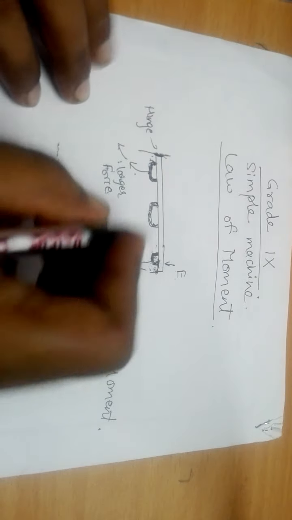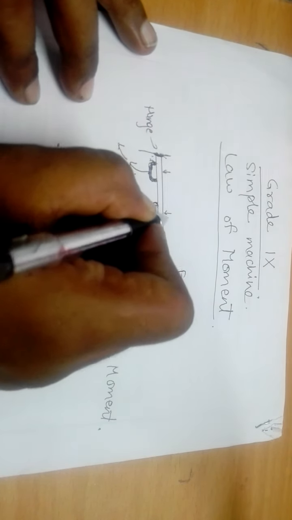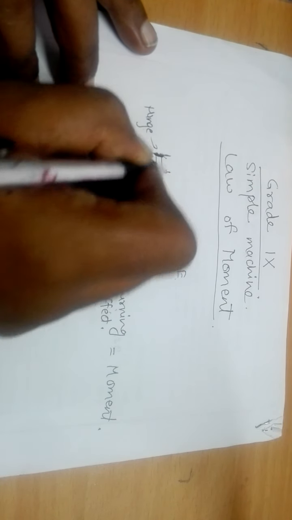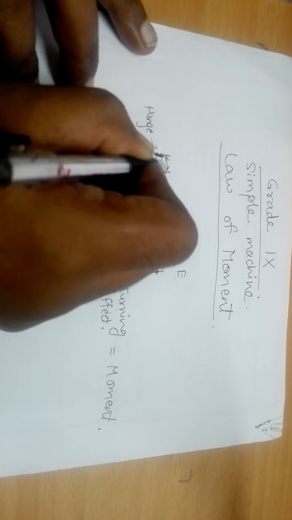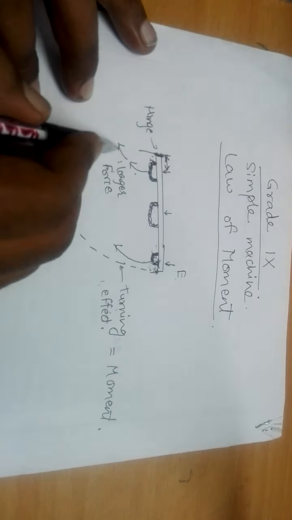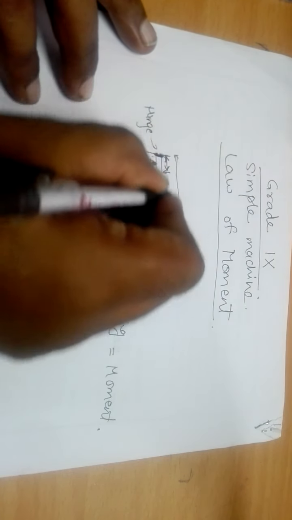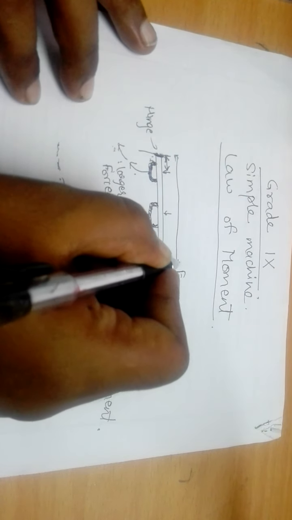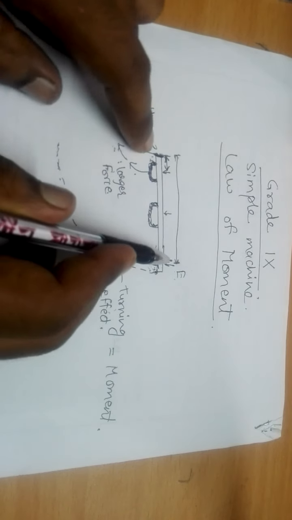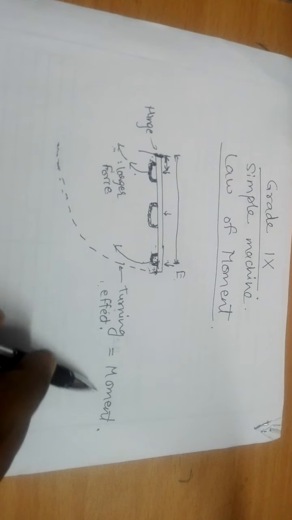Understood or not? So what I am saying is, if the distance between the fulcrum and the point where force is applied is less, then you need to apply more force to produce the same amount of moment. However, if the distance between the point at which force is applied and the fulcrum is more, then you have to apply less force to produce the same moment.